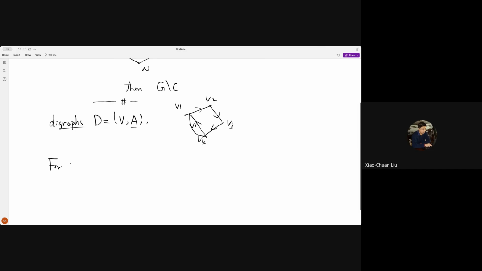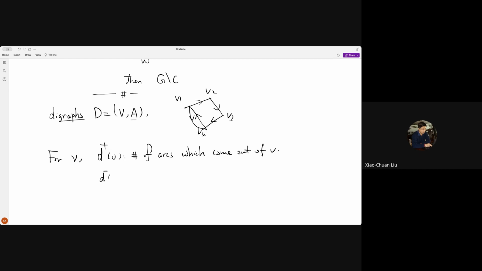In this situation, for every vertex v, we have two degrees. The out-degree is the number of arcs which come out of v, and the in-degree, denoted d minus of v, is the number of arcs which come into v. So this is the out-degree.